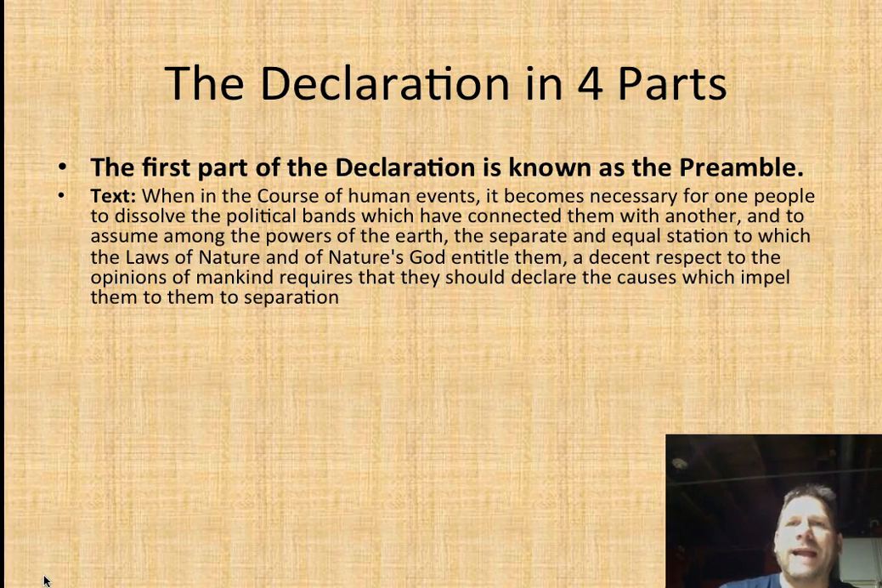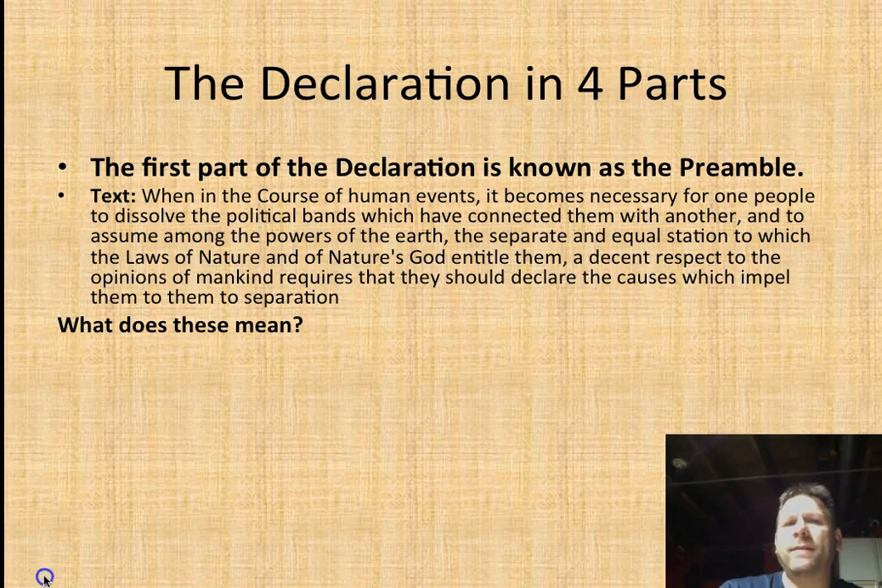A decent respect. They're saying that England no longer respects the colonies. To the opinions of mankind requires they should declare, making this declaration, the causes. We're going to tell the rest of the world the causes which impel us, or kind of force us, to separate.